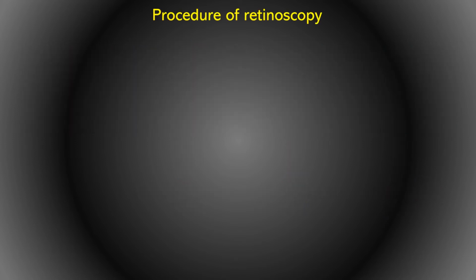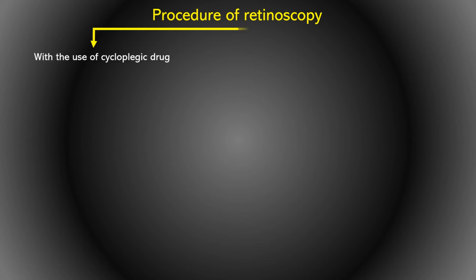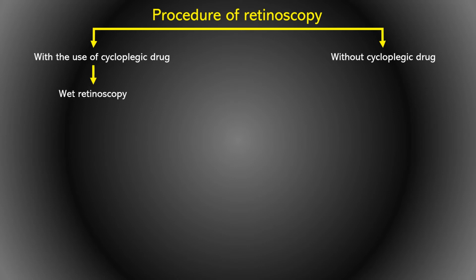Now we are moving to the procedure of retinoscopy, which can be done in 2 ways: with the use of cycloplegic drugs and without cycloplegics. When we do retinoscopy after cycloplegics, that is known as wet retinoscopy, and without cycloplegia it is known as dry retinoscopy. Cycloplegic retinoscopy in detail will be covered in other videos separately.